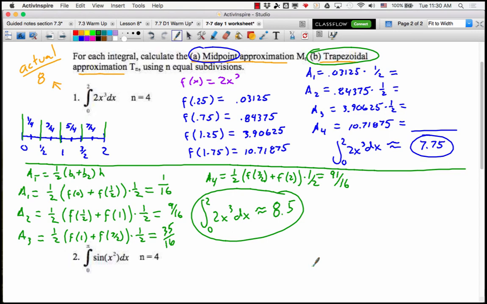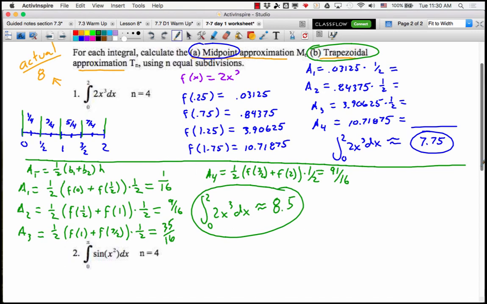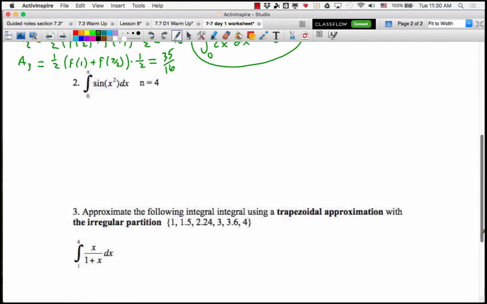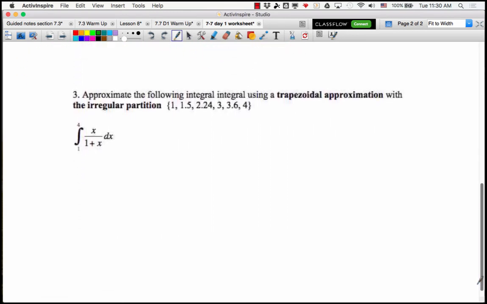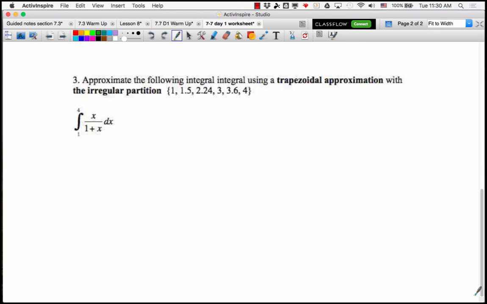All right, let's try one with irregular partitions. I'm going to skip the second one for now. Number 3, approximate the following integral using the trapezoidal approximation with irregular partitions. Now, ladies and gentlemen, you don't have to do this, but I'm just going to map this out real quick and put it on the coordinate grid and see if we can figure this. So we get this.